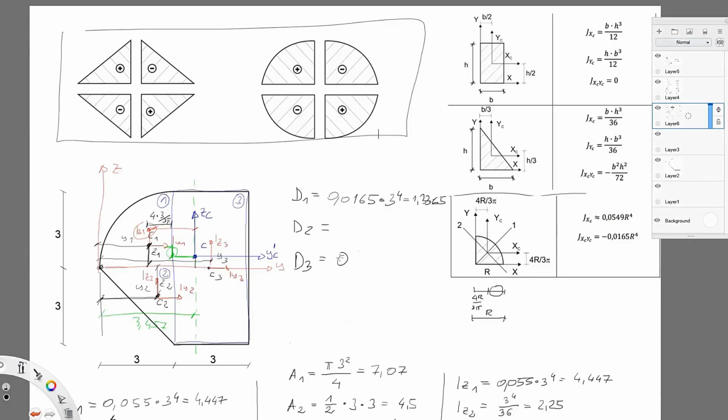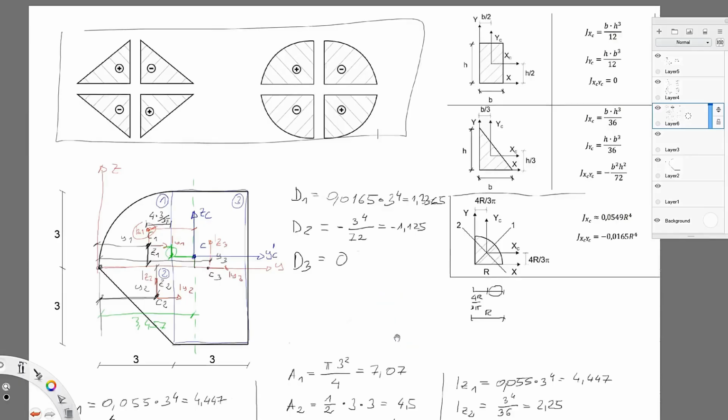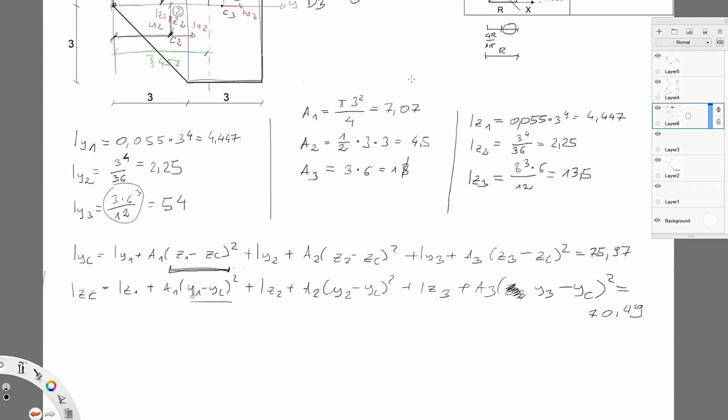And it will indeed have a negative deviation. So -3 to the 4th, because here is b squared, h squared. b equals h for this figure indeed. So we have 72, minus 1,125. The topic of deviation is closed for individual figures. I will not draw it in the diagram.